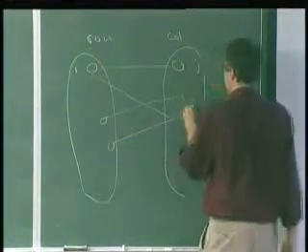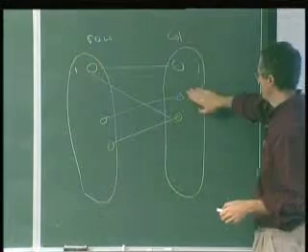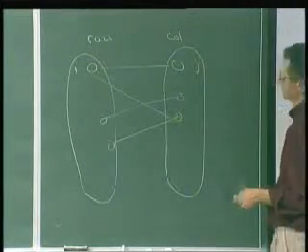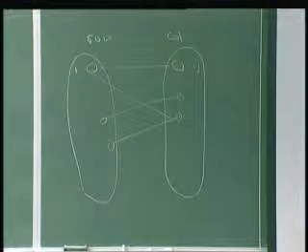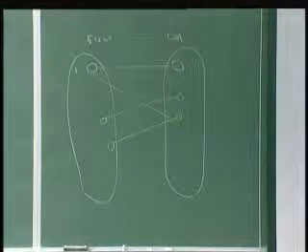So there's no edges between columns. That doesn't make any sense. So it's bipartite. It splits into two parts, and any edge goes only between the two parts. So that's the bipartite graph.